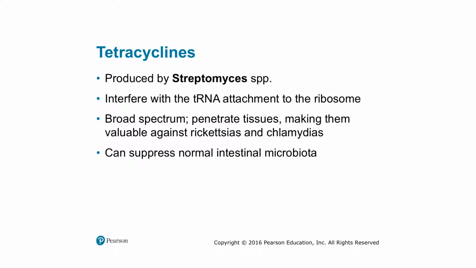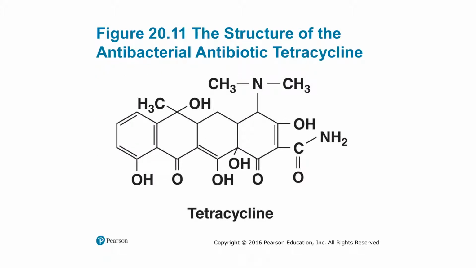Tetracyclines are generally produced by Streptomyces species. They interfere with the tRNA attachment to the ribosome, and they're very broad spectrum. They penetrate tissues, making them valuable against rickettsia and chlamydias, and they can suppress the normal intestinal microbiota. They call it tetracycline because tetra means 4, because it has 4 different rings in it. 1, 2, 3, 4. But they have to be very careful giving out tetracyclines because tetracyclines can turn your teeth a dark stained color.